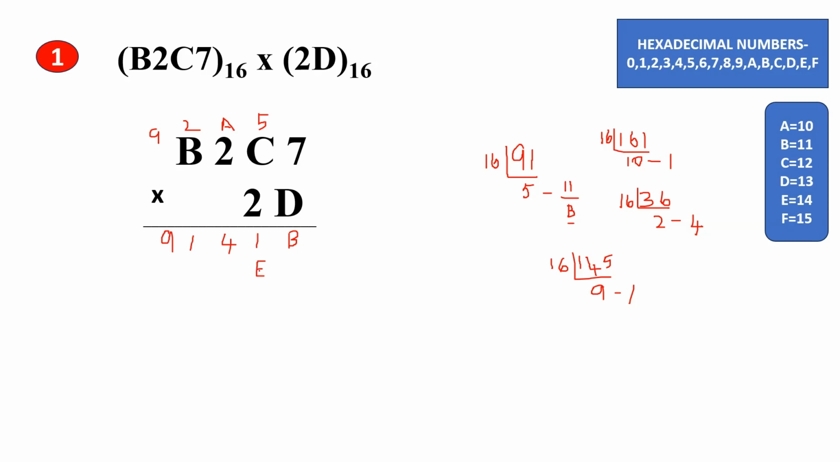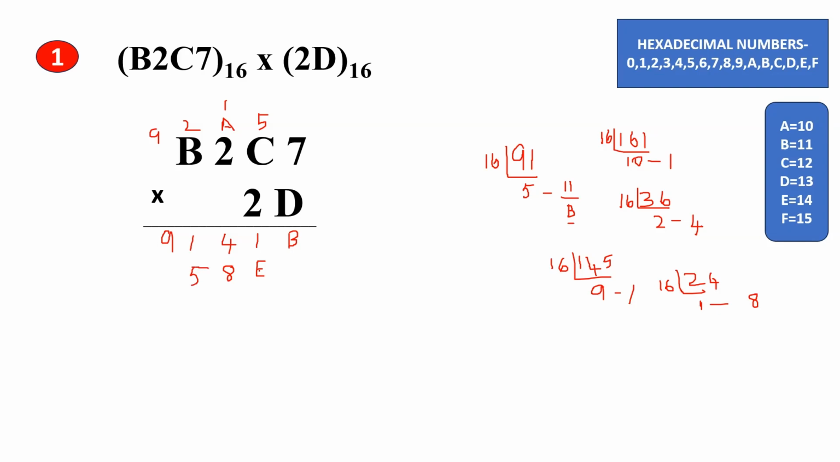Next, 2 into C. C is 12. So we get 24. To convert 24 into a hexadecimal, divide by 16. So you get the quotient 1 and the remainder is 8. So write the 8 here and the quotient 1 you can write as a carry. Then 2 into 2 is 4. 4 plus 1 is 5. So you can write the 5 here.